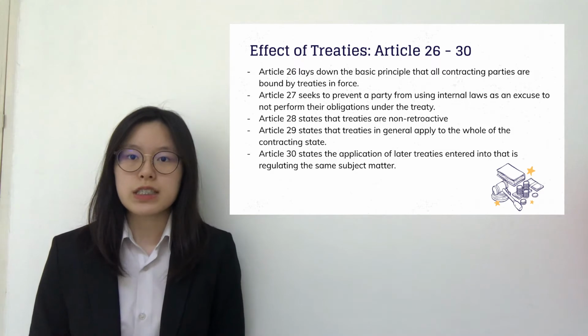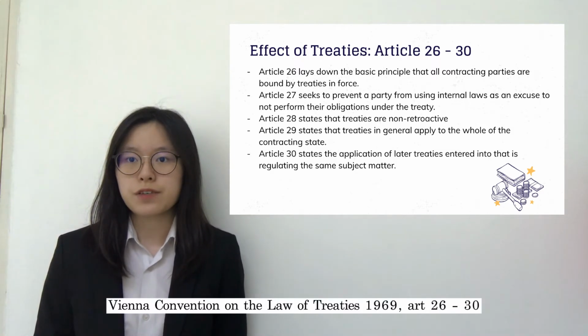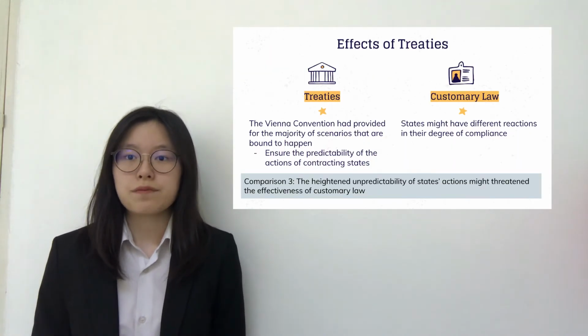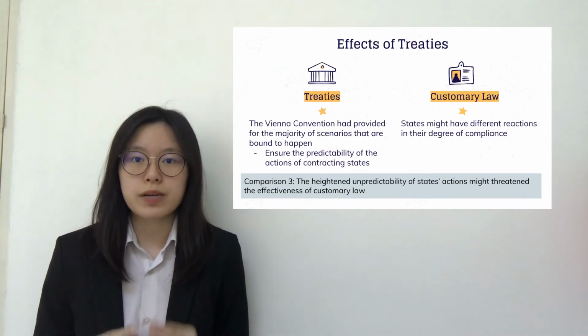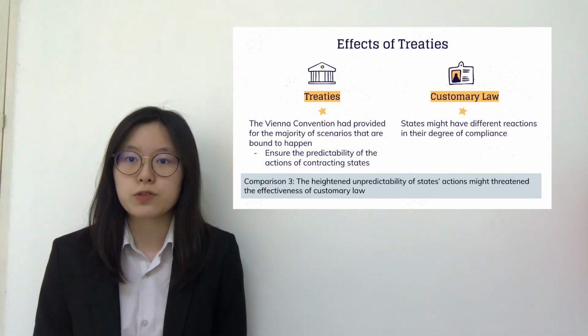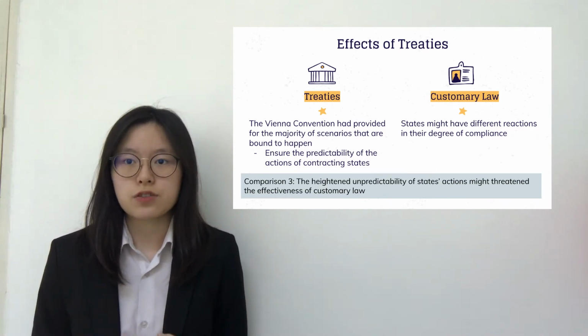The effect of treaties are all listed in the Vienna Convention from Article 26 to 30. These provisions are strong proof that the Vienna Convention has provided for the majority of scenarios that are bound to happen when parties are entering into treaties. This will ensure the predictability of the actions of contracting states.